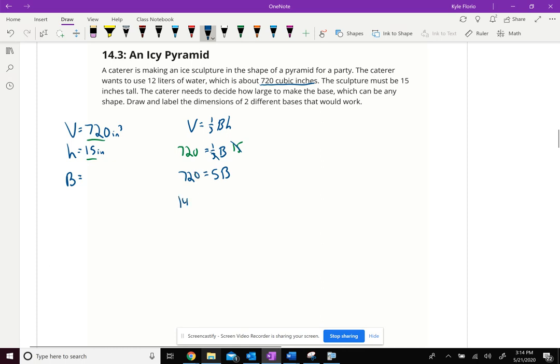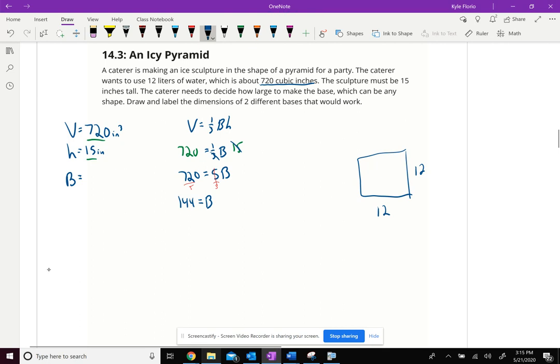I think I get 144 is equal to the base. So that's just divide by 5 on both sides. And so the area of the base has to be 144. So what kind of shape can I find that has an area of 144? Well, I can make the base a square that's 12 by 12, and that'll have an area of 144. And as long as the height is 15, which is what it has to be, that'll work.